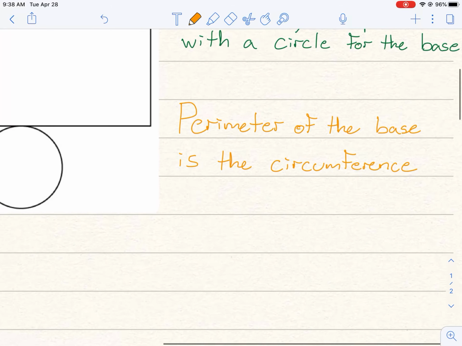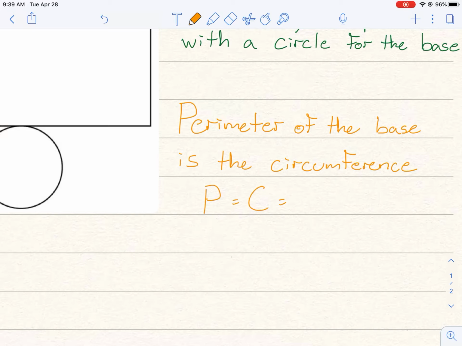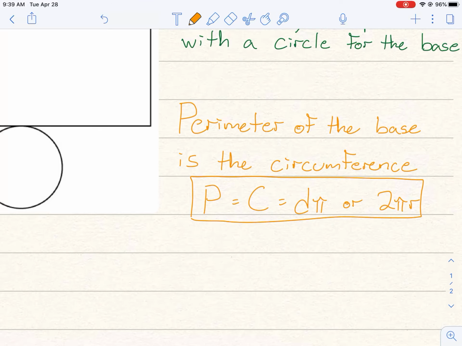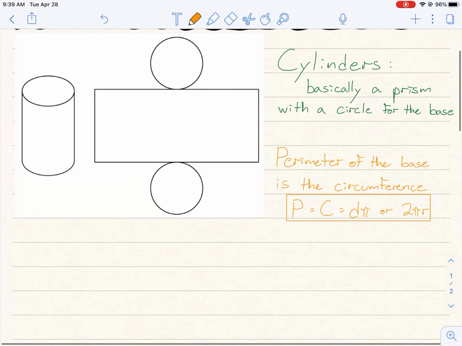The only difference here is that the perimeter of our base is the circumference. So if we let P stand for perimeter, that's going to be equal to our circumference, which, if you recall, is diameter times pi, or 2 pi times radius. So to find the perimeter of our base, you have to find the circumference of whatever that circle is.